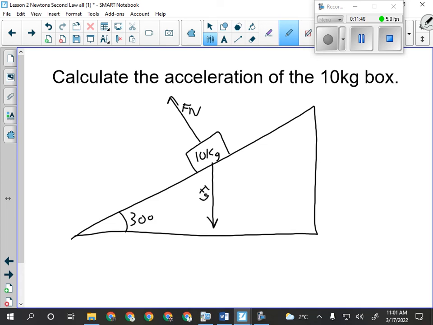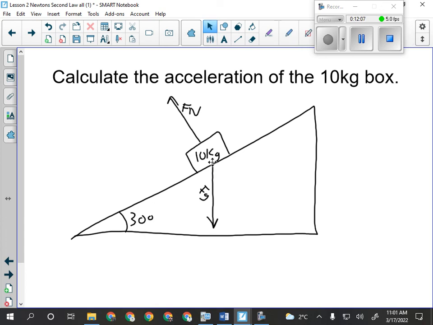So if I just set this thing on the ramp, friction's acting up the ramp. What if I'm pulling it up the ramp? Then friction acts down the ramp. Friction always works against you. So I would also have friction going up the ramp as part of my free body diagram. But this is a frictionless ramp, so I don't have that.